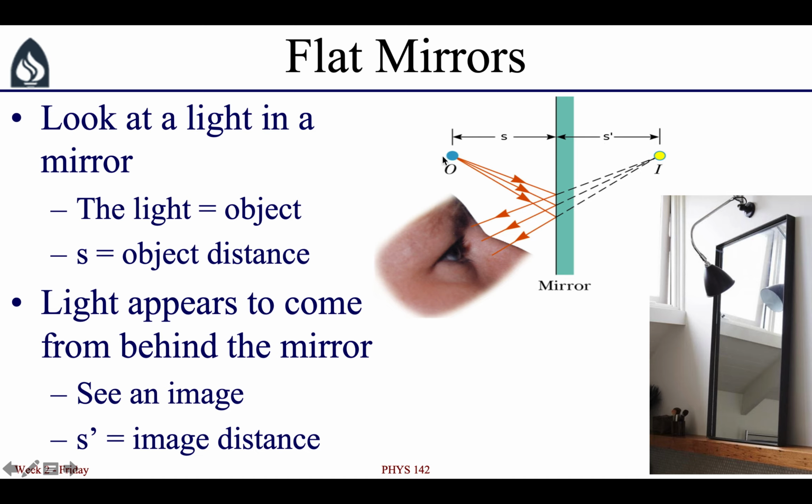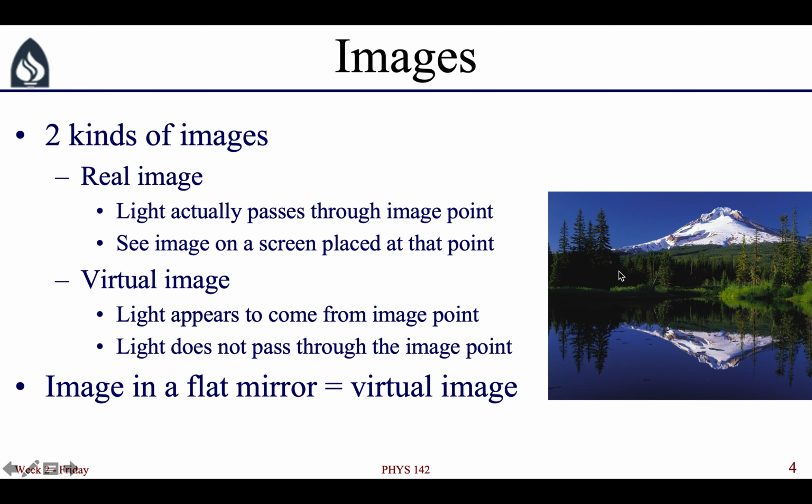You have light coming from the object, and the light from the object reflects off the mirrors. If you see the light reflecting off the mirror, then your brain traces that light back to where the rays of light meet, and that's where you see an image. So we have an object, the actual thing that the light is coming from, and then we have an image that shows up as a reflection in our mirror.